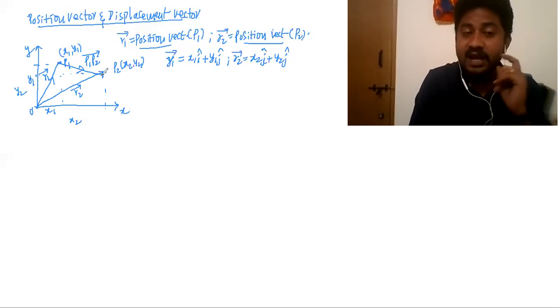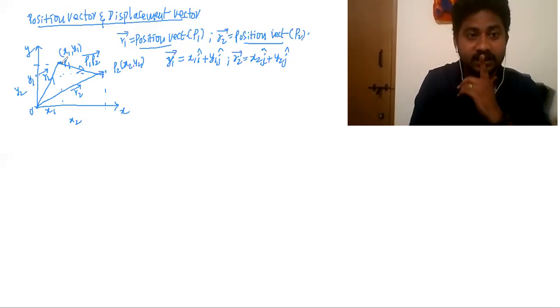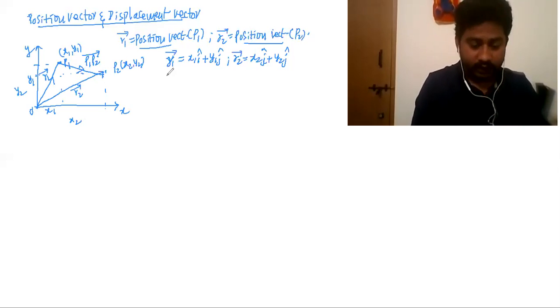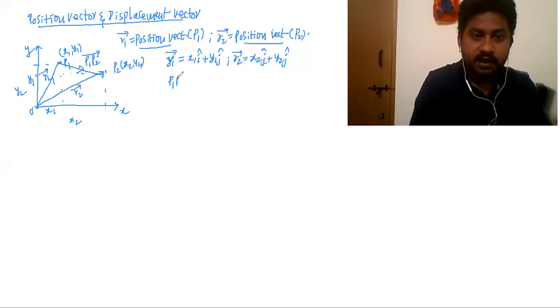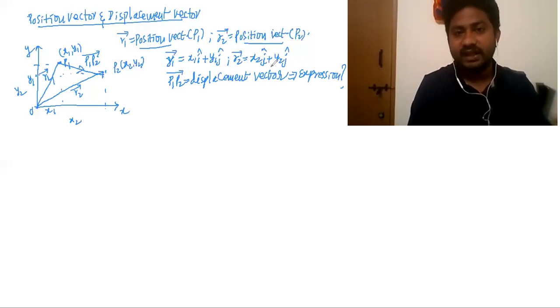As it is a vector, its direction is always from the initial point to the final point, my dear children. So now this is the vector called displacement vector. Let me write here, P1 P2 bar is equal to the displacement vector. Now the displacement vector concept is done and the position vector concept is also done. So let us find the expression for this displacement vector.